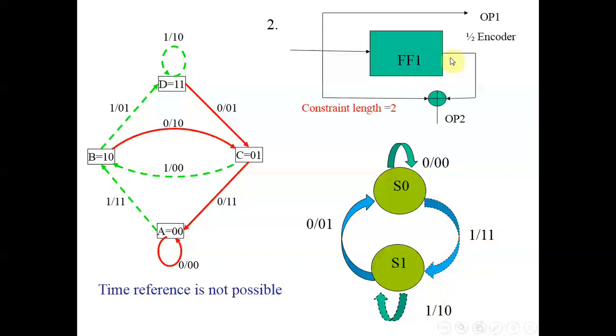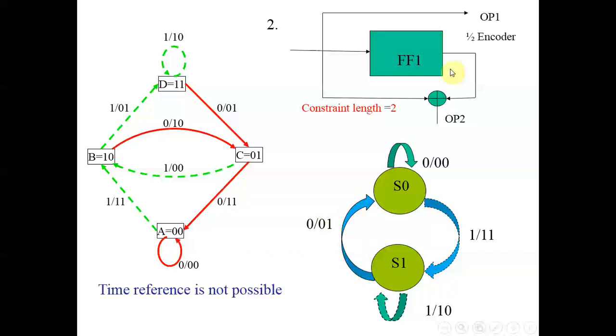Now whenever you are in state 1, that means this output is 1, and when the input applied is 0, your output will be 0 1, and you will go to state 0 from state 1, because this 0 will be transferred here. So whenever you are in S1, you receive 0, your output is 0 1, and your next state will be S0.